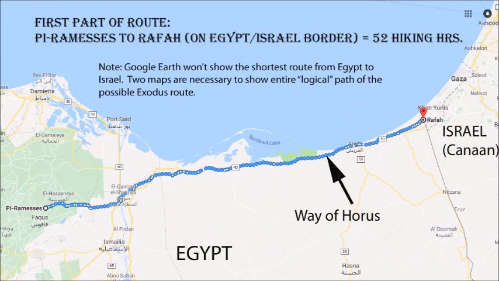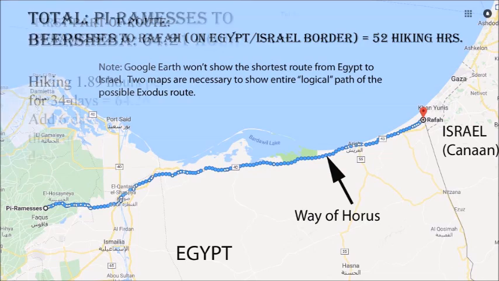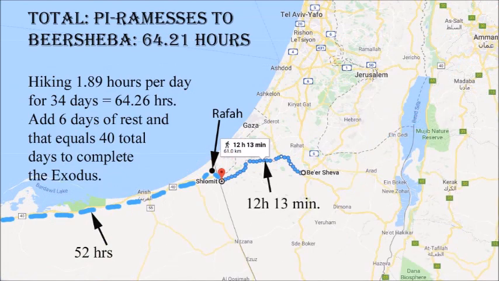Because of current border restrictions along the Egyptian-Israeli border, Google Maps won't show the most direct route from Egypt to what is now the heartland of Israel. Therefore, the route has to be broken up into two maps. The combined length of time from the two maps is just a little more than 64 walking hours. And to walk 64 hours in 40 days, the Israelites would have had to walk only about 2 hours a day, 6 days a week.